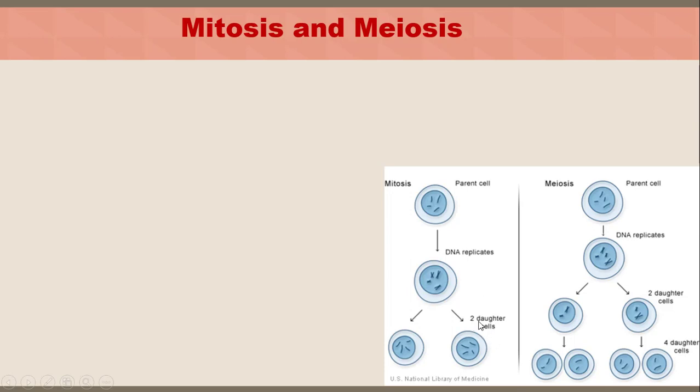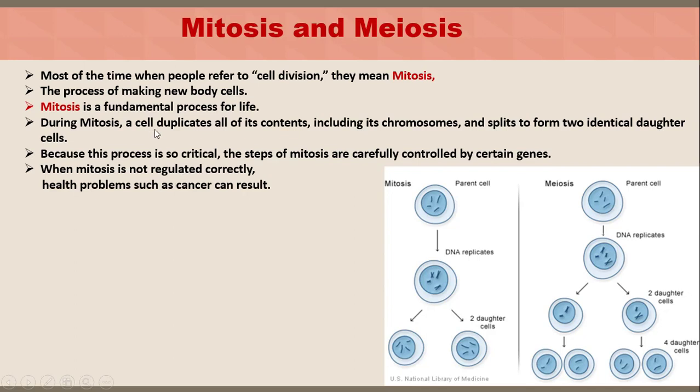to know more about mitosis and meiosis. As you can see here, this is mitosis. The parent cell DNA replicates and gives two daughter cells. And when it comes to meiosis, the parent cell DNA replicates, two daughter cells, and after that, the end result is 4 daughter cells. We should notice that most of the time, when people refer to cell division, they mean mitosis, the process of making new body cells.